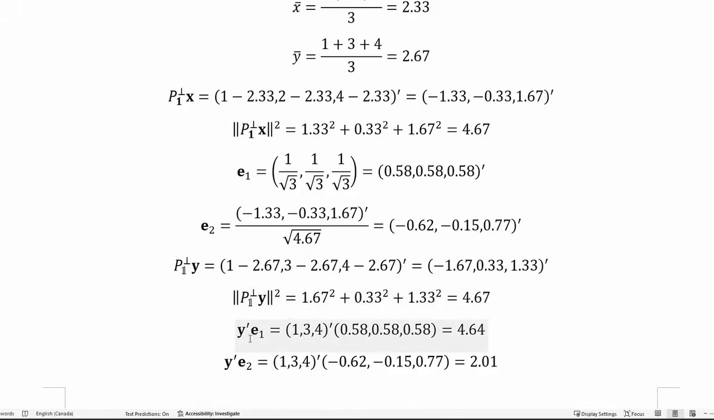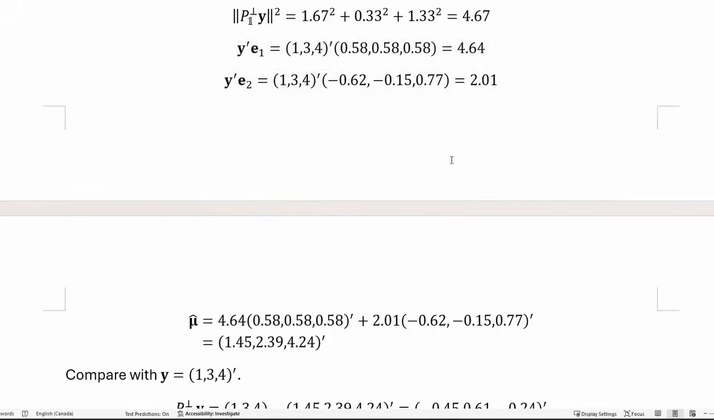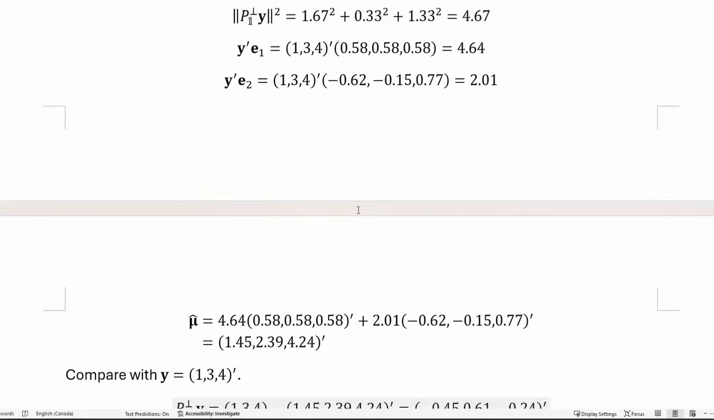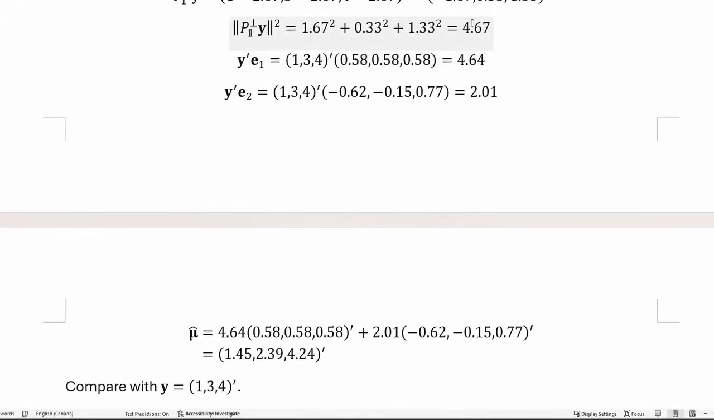And now we calculate y prime E1 and y prime E2. This is for calculating the fitted response, mu hat. So mu hat is these two coefficients times E1 and E2 respectively, and we get this vector, which is mu hat. Y minus mu hat gives us the perpendicular of y relative to M, and that's its length squared. And after that's done, we compare the goodness of fit between the full model, which is 0.63, and the goodness of fit of the no trend model, 4.67.